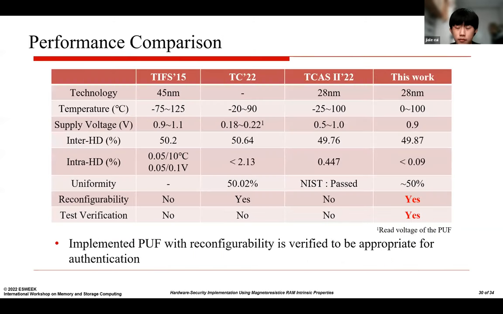This table shows the performance comparison of existing MRAM based PUF. Our implemented PUF with reconfigurability is verified to be appropriate for authentication.